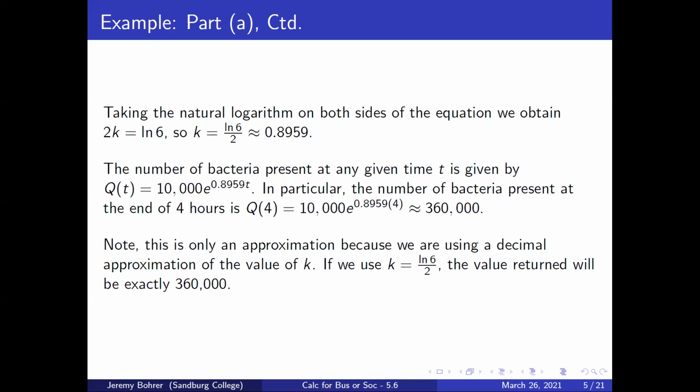The number of bacteria present at any given time t is given by Q(t) = 10,000 times e^(0.8959t). In particular, the number of bacteria present at the end of 4 hours is Q(4) = 10,000 e^(0.8959 times 4), which is about 360,000. Note that this is only an approximation because we are using a decimal approximation of the value of k. If we used k = (ln 6)/2, the value returned will be exactly 360,000.